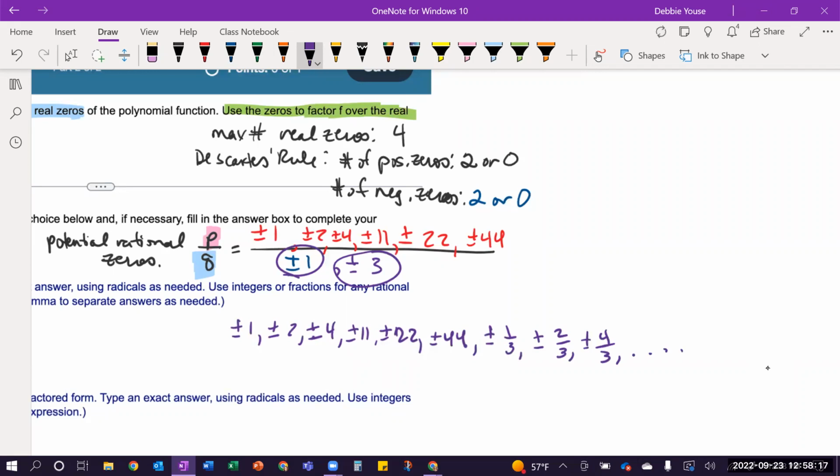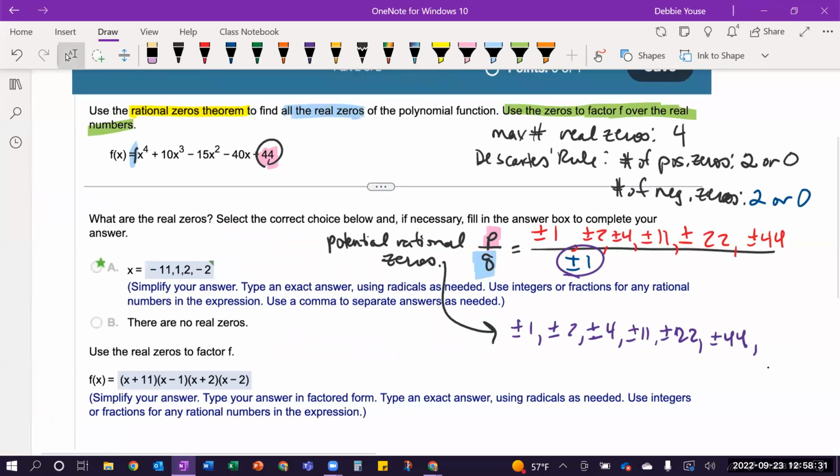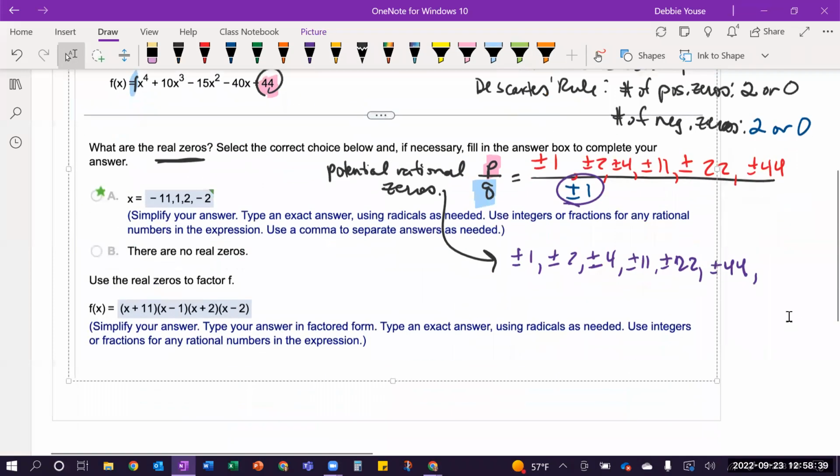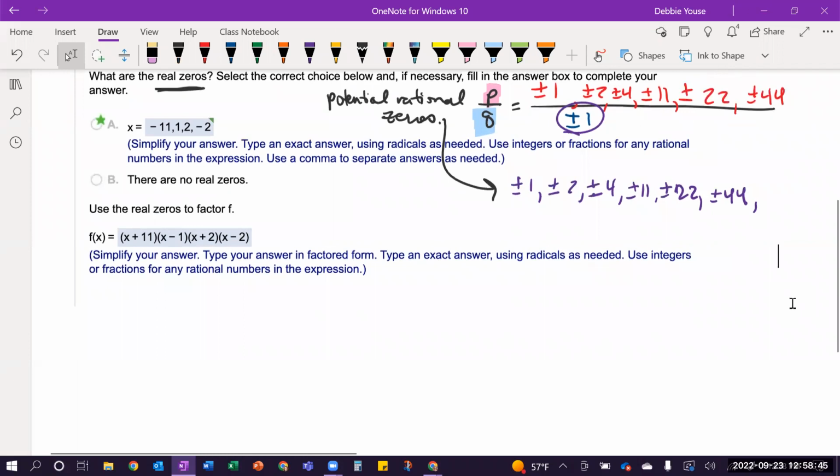And because I'm short on time, I'm not going to write the whole list. So that's hypothetically what I could have. But what I really have, since I don't have the plus or minus 3, is just this whole list. So these are my potential rational zeros. So my actual real zeros will only come from that list. So I could start testing them to see which ones work. One way you can do this is with synthetic division.